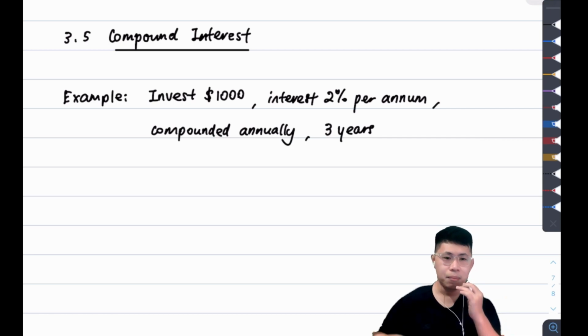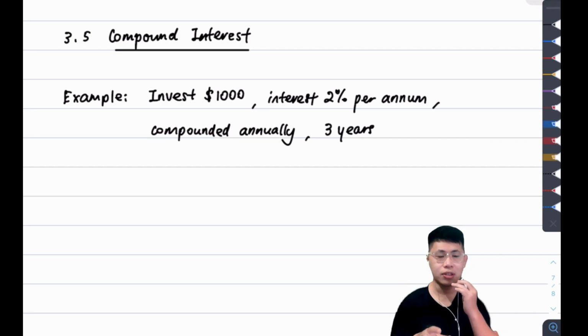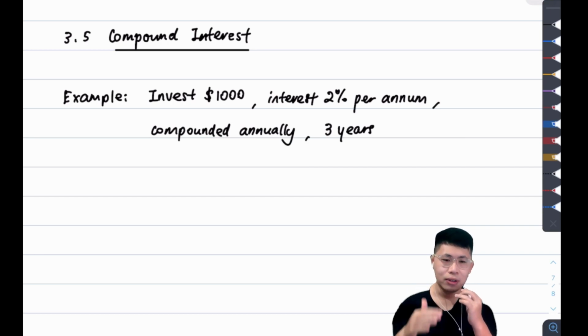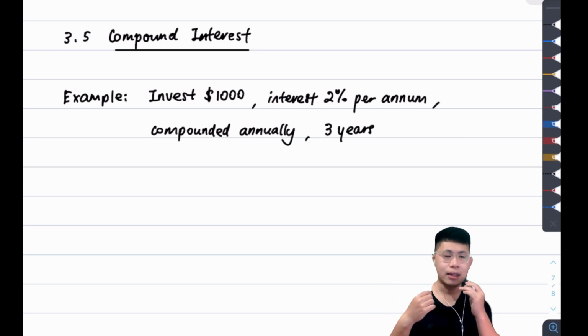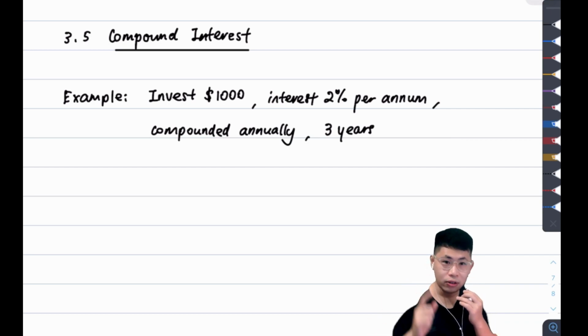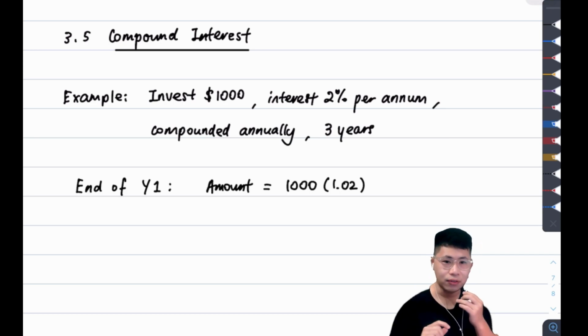Alright, so for example, we want to invest $1,000 into a bank. The interest rate is about 2% per annum, and per annum we mean yearly. Compounded annually means every year we will raise this by 2%, and this will last for a period of 3 years. Okay, so let's take a look at what happens now at the end of year one.